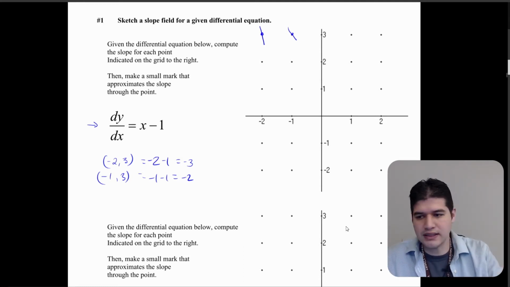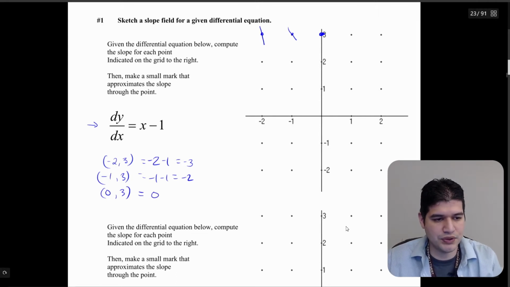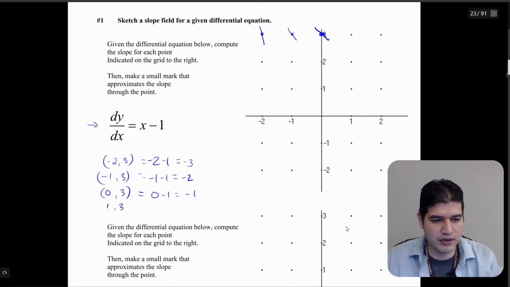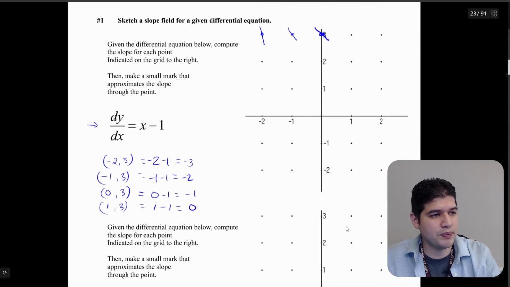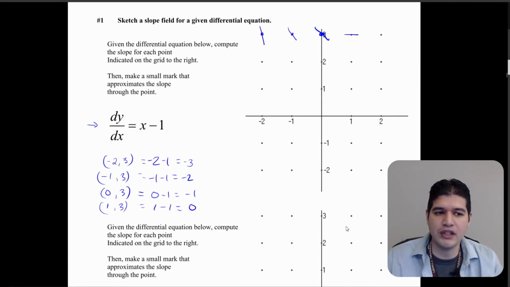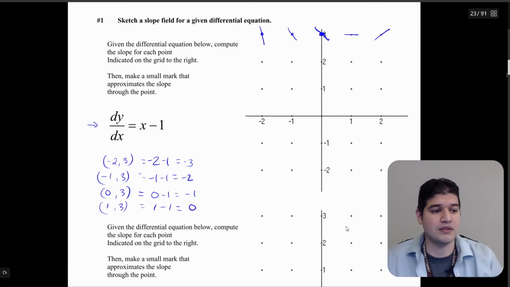So keep going across this top row. Let's try 0, 3. I'm looking here at this point. I'm going to substitute 0 and get -1. So a slope of -1, just a little hash mark, kind of looks like that. Let's look at our next one, 1, 3. If I put in a 1 here, I get 1 minus 1, and it's a slope of 0. So I'm going to put in just a flat line. And then lastly, if I have 2, 3, again, there's no y value, so I get 2 minus 1, which is a positive 1. And so that's going to be a slope of positive 1 right there.